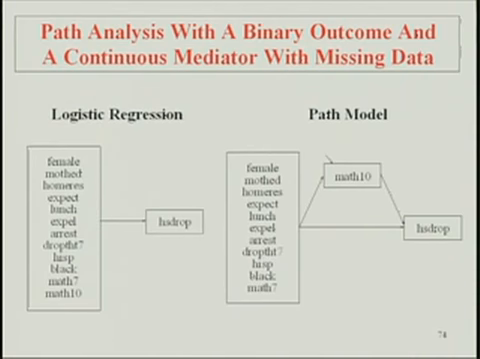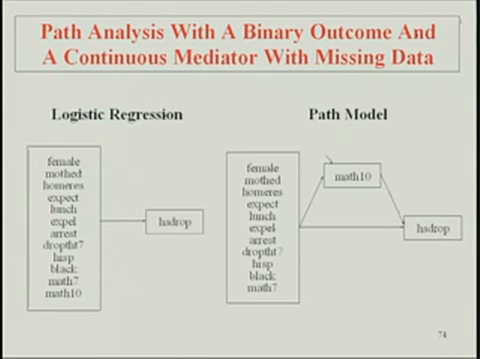Female, mother's education, dropout thoughts in 7th grade, math score in 7th grade, and math score in 10th grade. What we could do with this data, because high school dropout is a binary variable, is either a probit regression or just a logistic regression. So we have those two choices.